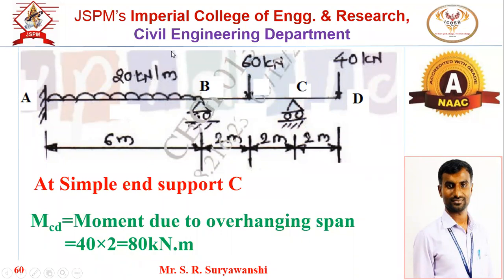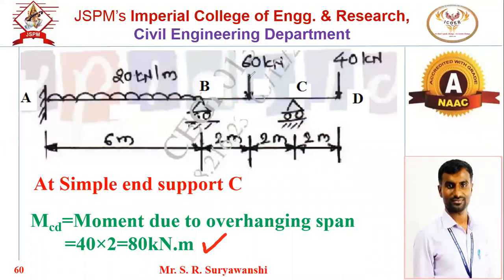Now initially, don't mention the direction here. Just find out the moment, 40 into 2, 80 kilonewton meter. Plus minus, don't mention right here. Okay. So mention that plus minus sign in moment distribution table.